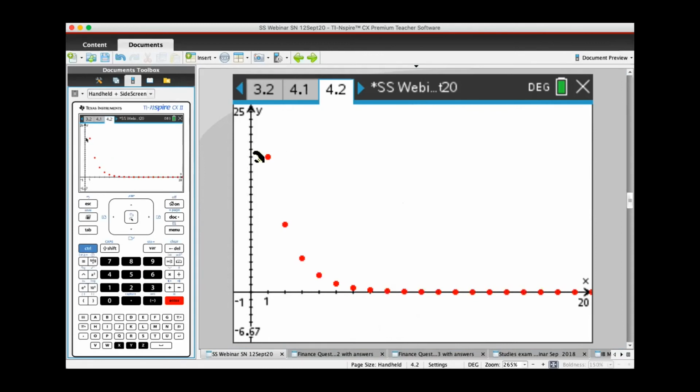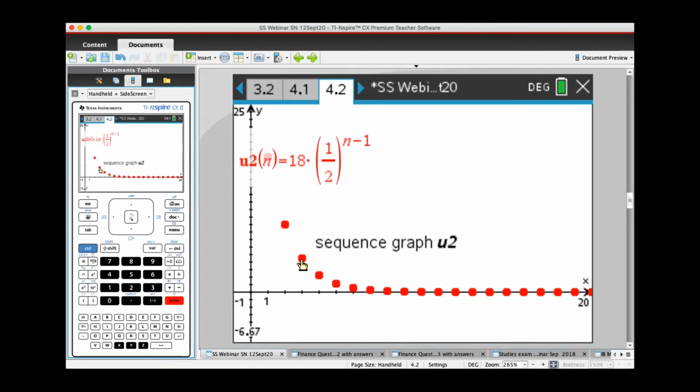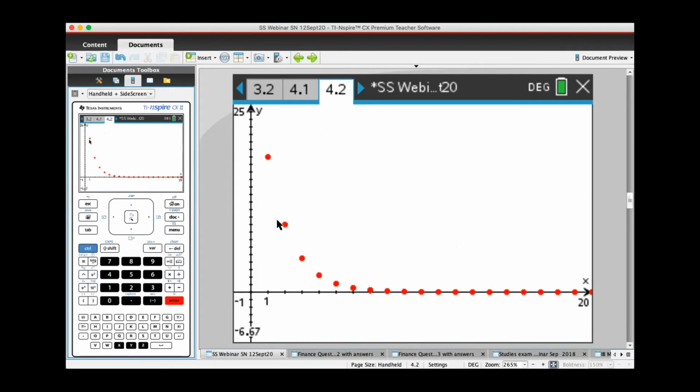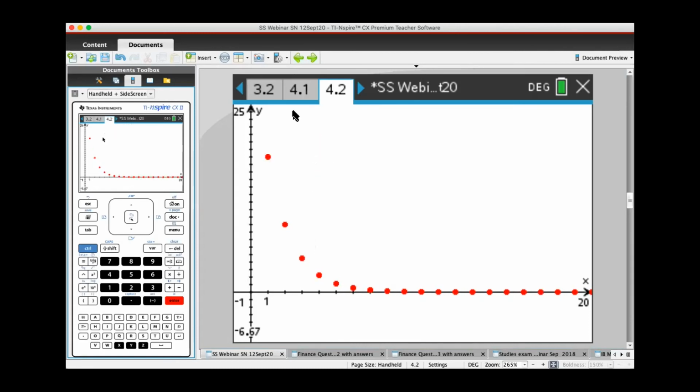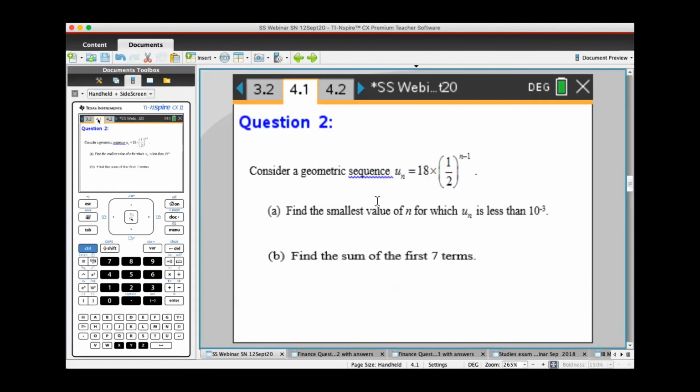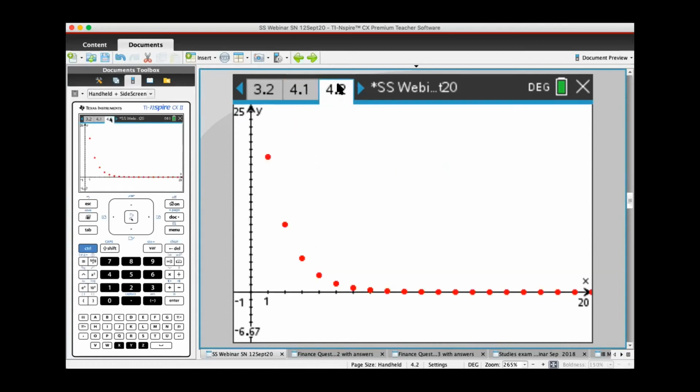So do you see the graph? This is the first term, this is the second term, this is the third term, and it defines it for you. Right now, let's go back to the question. The question says, find the smallest value of n that is less than 10 raised to -3. So I go back here. Several ways to do this again.